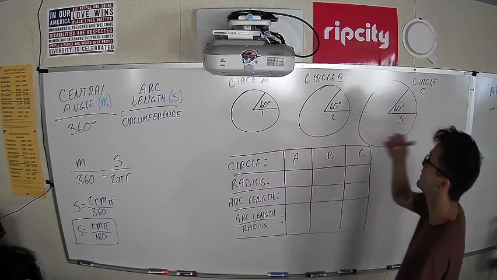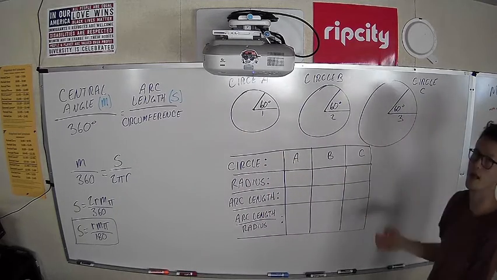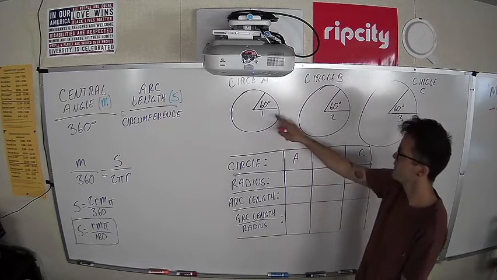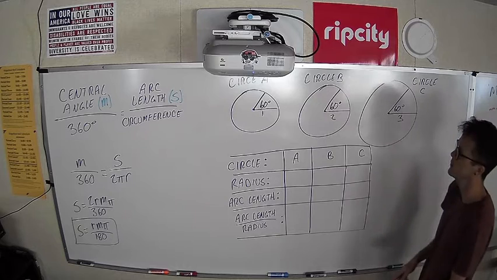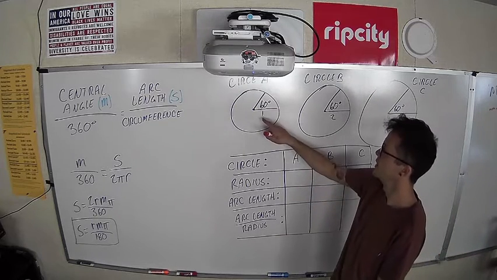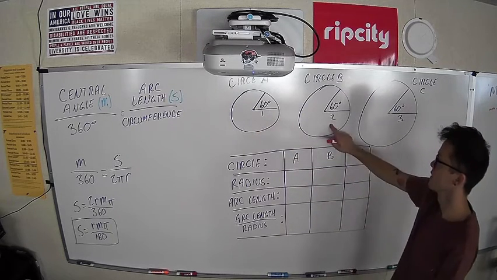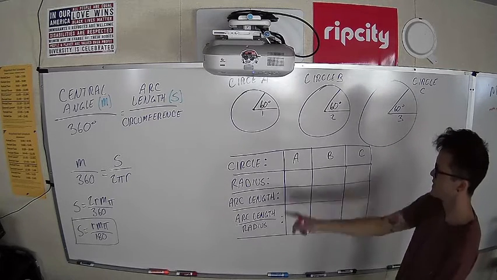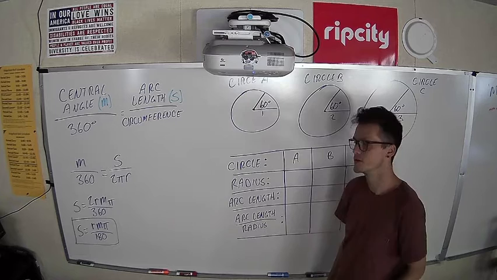Okay, I want to examine these three circles. These three circles have a lot in common, and a lot different. Notice that they all have this 60-degree central angle, and they have different radii. This one's got a radius of 1, this one has a radius of 2, this one has a radius of 3 units. I made a little table. We're going to fill it out and look for patterns.